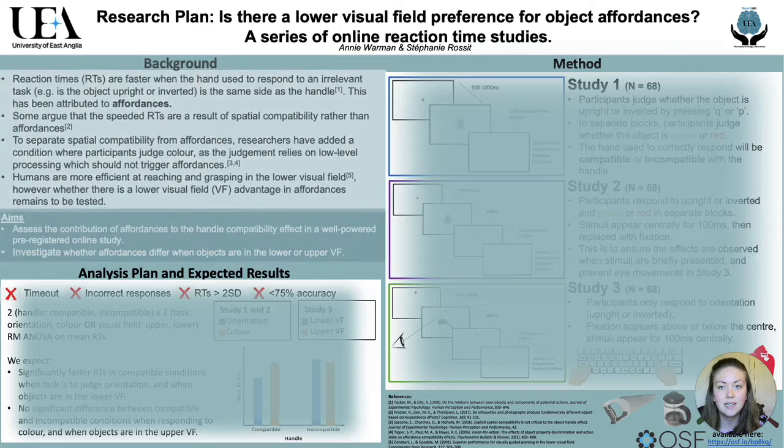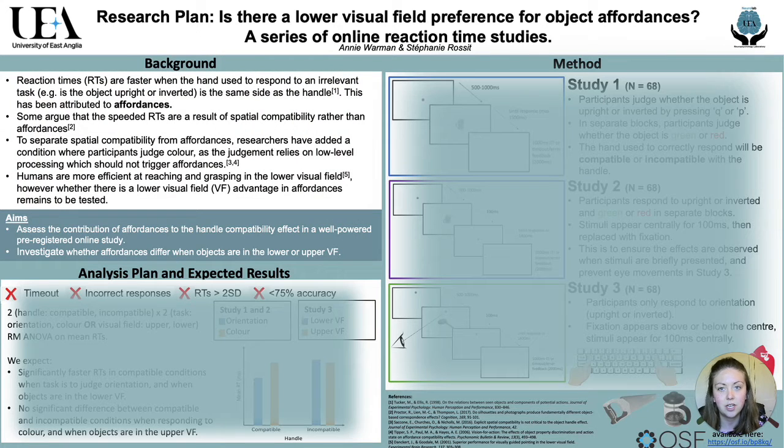A common finding is that reaction times are faster when judging an irrelevant property of a graspable object, such as whether it's upright or inverted, when the response hand is on the same side or compatible with the handle. This has been attributed to affordances, however some argue that these effects are a result of spatial compatibility instead.